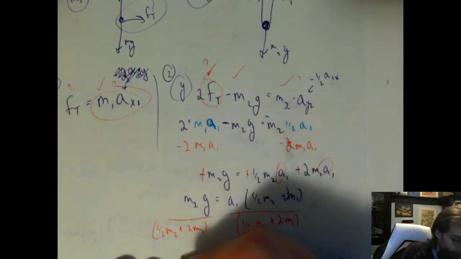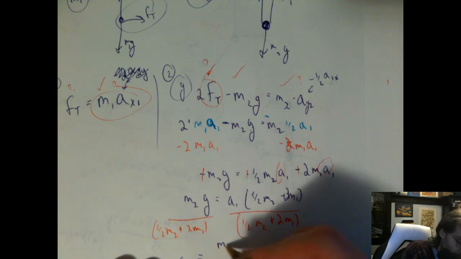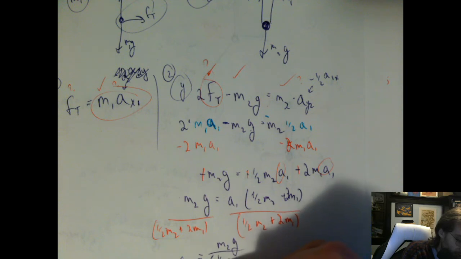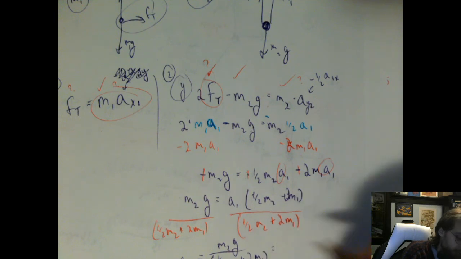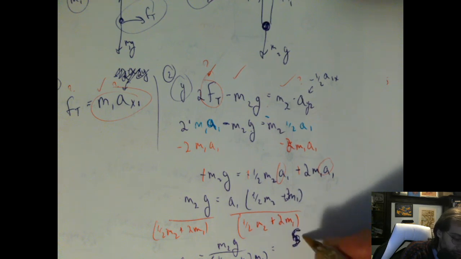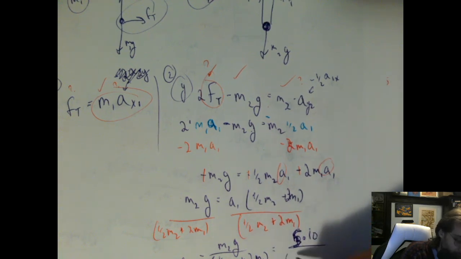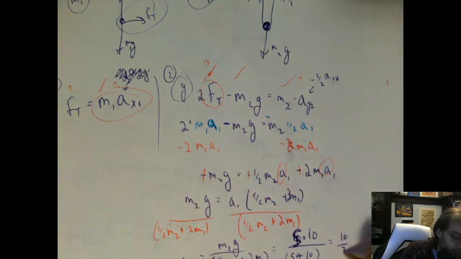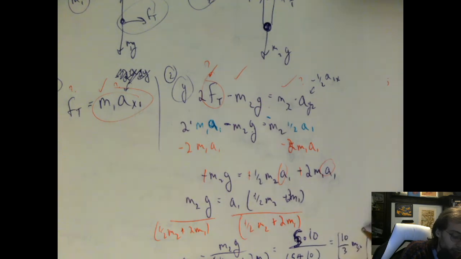And we're left with our answer that our acceleration will be m2g, the force that's accelerating it, scaled by some weird relationships between how the scaling factors work with the two masses. In this case, we'll get 5 times 10 divided by 5, 1/2 of 10, plus 2 times 5, so 10. So 50 over 15, which is 10 over 3 meters per second squared.